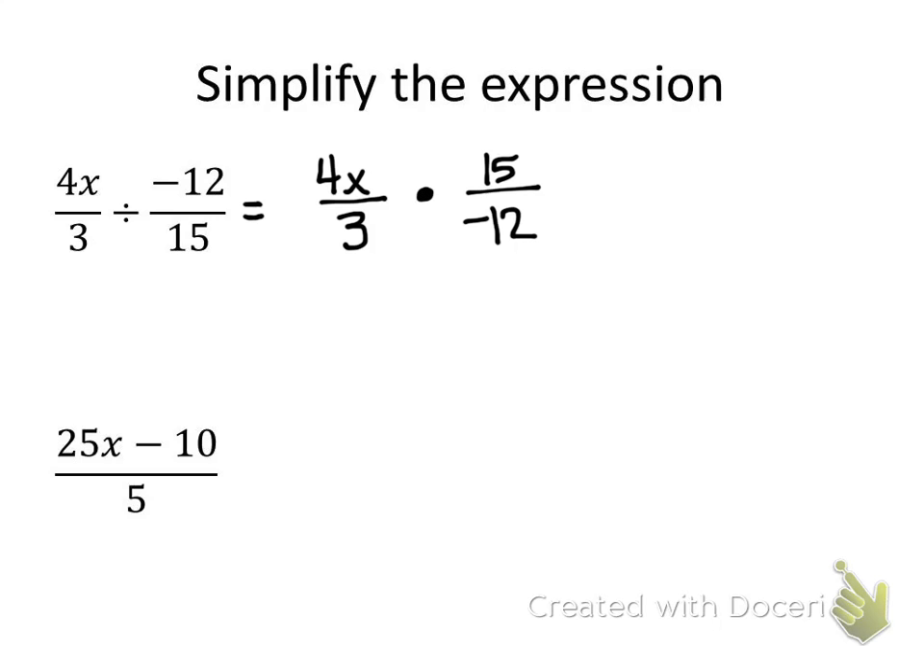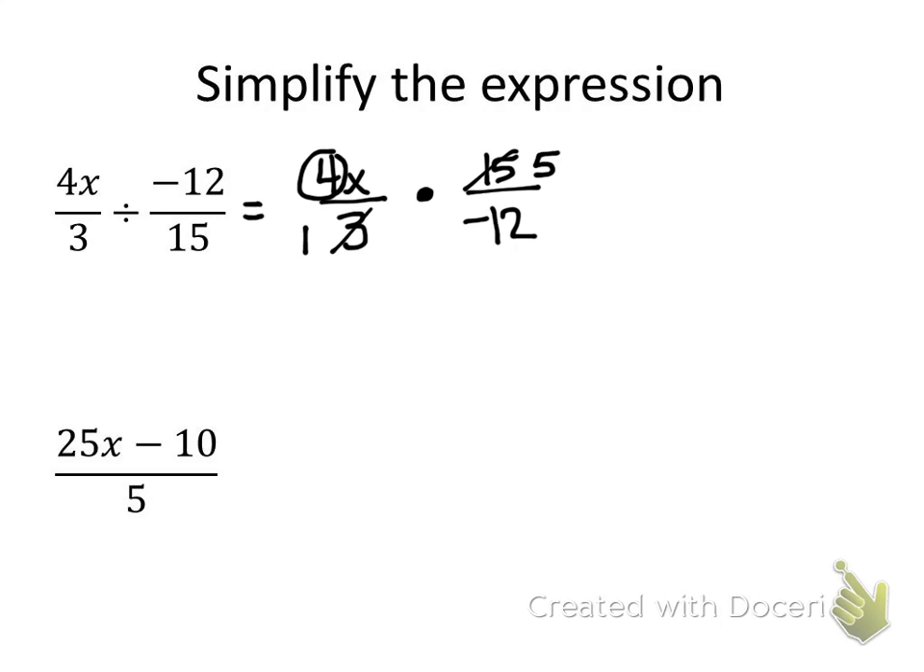Is there anything I can do to simplify this? Yes? All right, let's do it. 3 goes into 3 one time. 3 goes into 15 5 times. Then, can I simplify 4x and negative 12? Yes, because it's multiplication and division, remember? As long as it's multiplication and division, I can simplify anything. If it were addition and subtraction, then I would say, okay, they're not like terms, so I can't do anything.